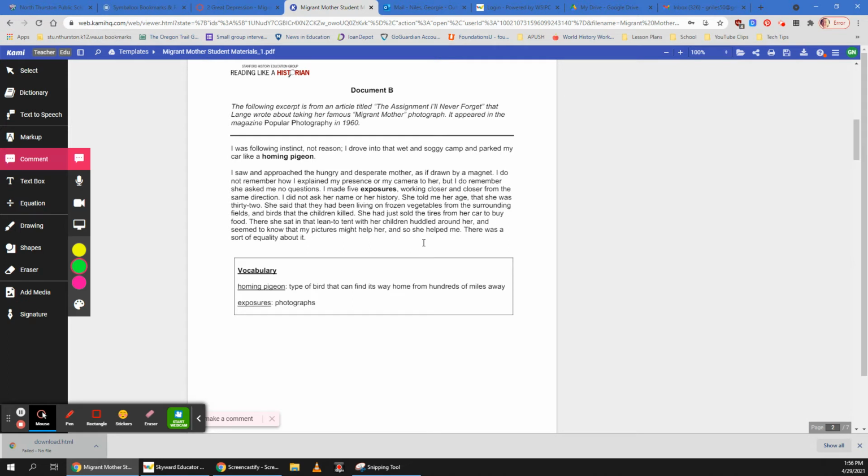Now, here are some things I want you to think about on this document. Lange's account suggests that the photograph may not have been completely candid. For example, she says Thompson, the woman in the picture, seemed to know that my pictures might help her, and so she helped me, which could suggest that the photograph was posed to some extent. However, Lange also gives the overall impression that she was unobtrusive, and she does not give readers the impression that she intentionally arranged the scene. Although this is a first-hand account of what transpired, Lange had incentive to describe her process in a positive light. The account was also recorded decades after the photograph was taken, and the passage of time may have affected how she remembered the events.